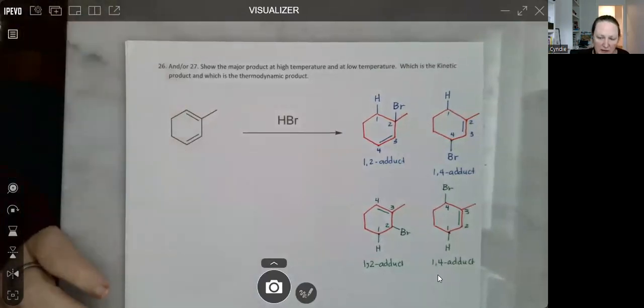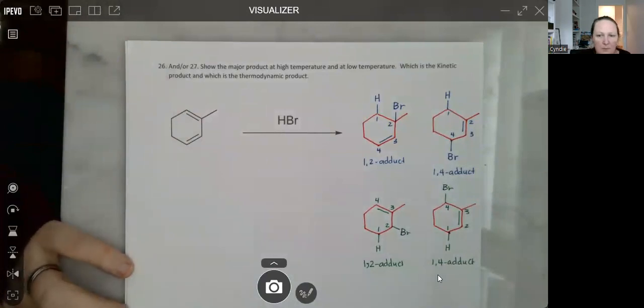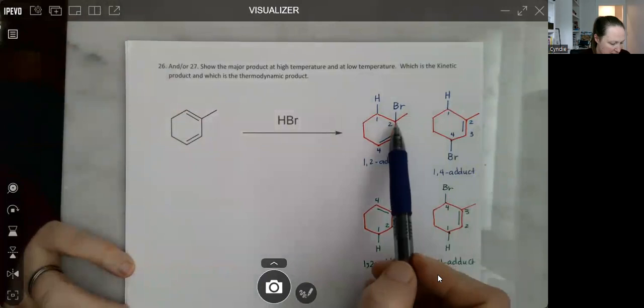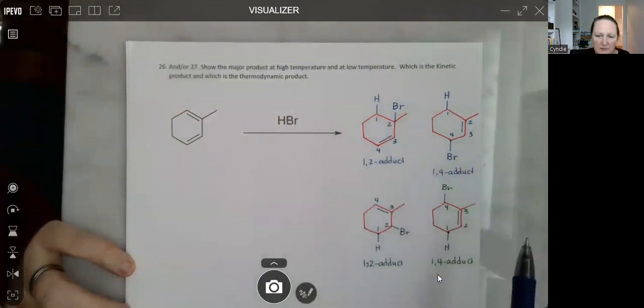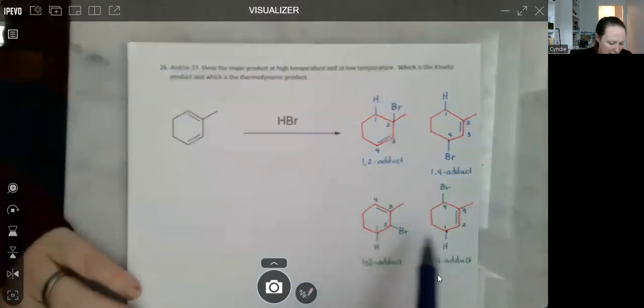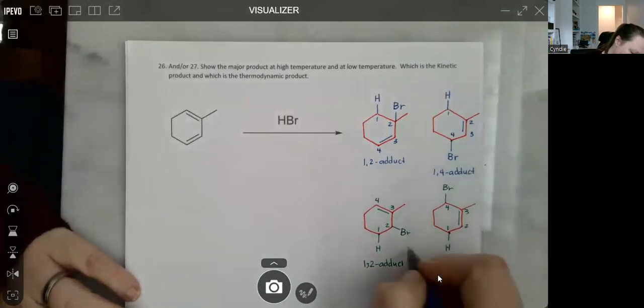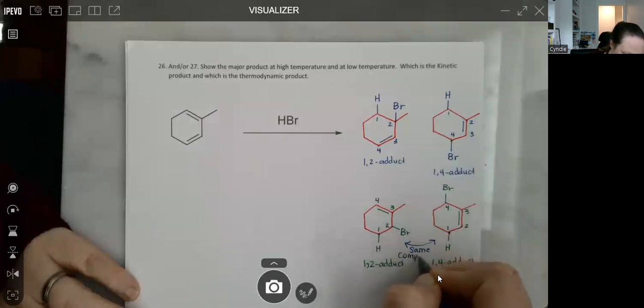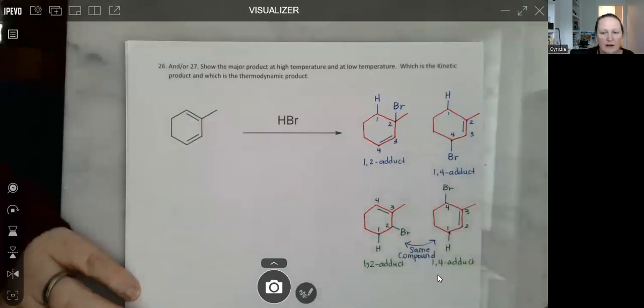So if we actually look at these structures, what we'll notice is that this is the only one that puts the bromine at the tertiary position. And if you take this and flip it over, right, these are actually the same structure. So we actually drew the same thing twice. So in this case, the 1, 2 and the 1, 4 adduct are actually the same structure. And they're different than these 2 products. So we could get potentially up to 3 products here.